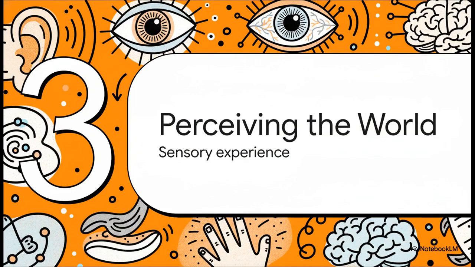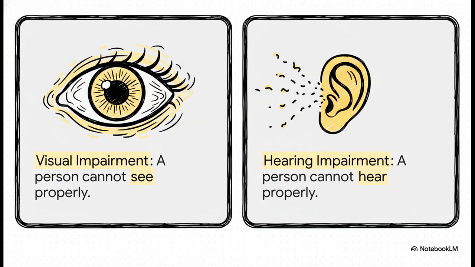Okay, let's switch gears a bit. We've talked about movement. Now let's talk about how we perceive the world, through our senses. This next part is all about differences in sensory experiences. Sometimes the simplest definitions are the best. For visual impairment, it means someone can't see properly. And for hearing impairment, it means they can't hear properly. Super straightforward, right? They just get right to the heart of what the experience is.